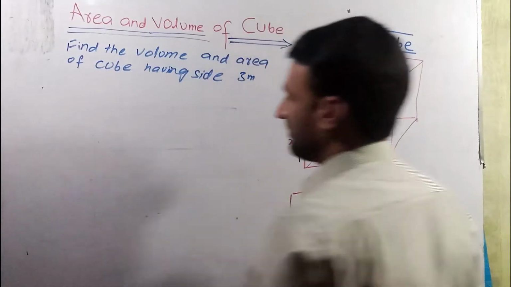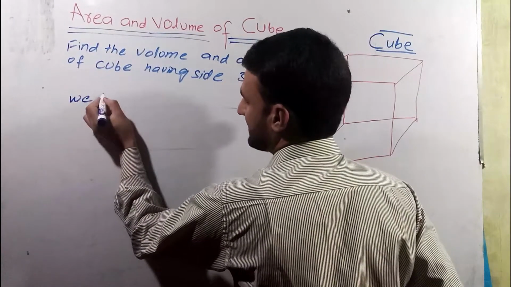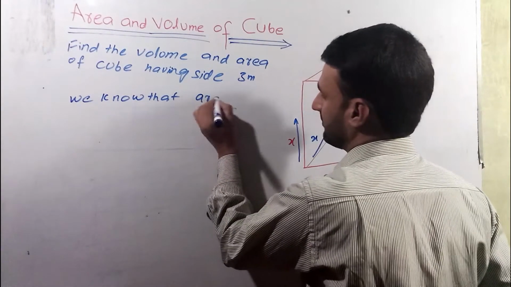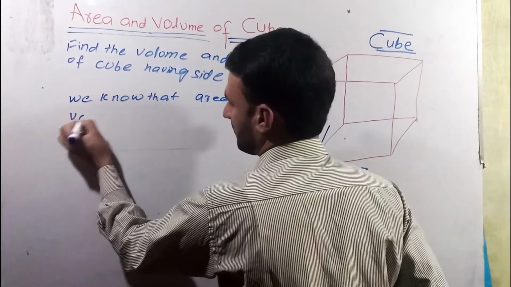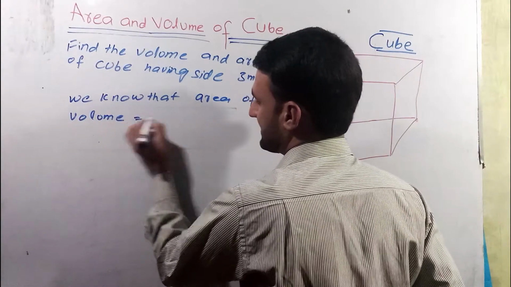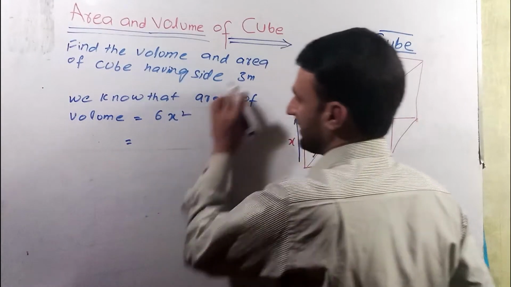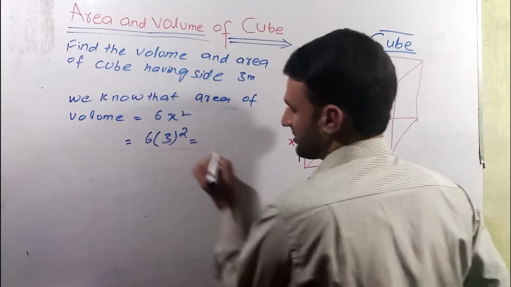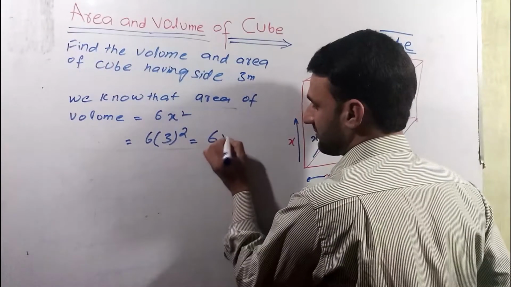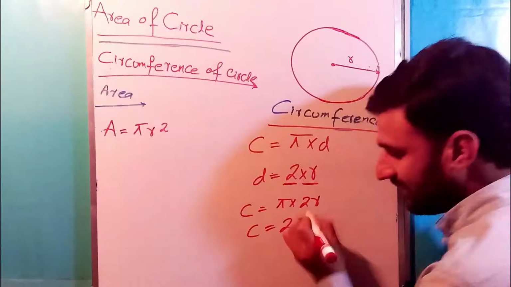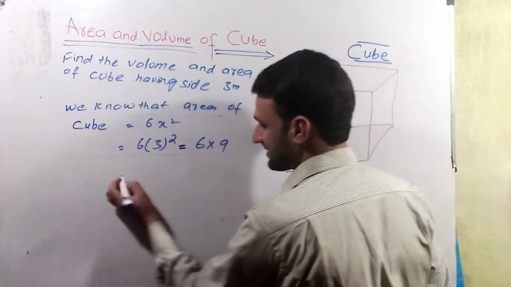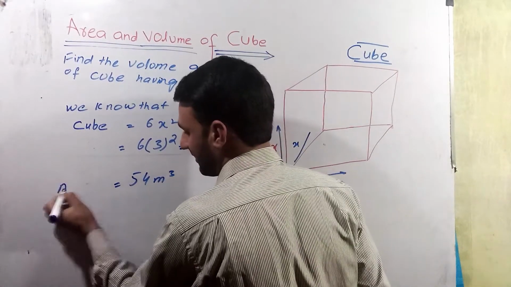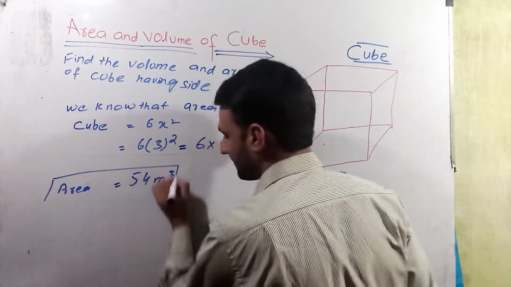Simply, we know that the area of the cube is 6x squared. So here is the value of x. So 6 into 3 squared. So 6 multiplied by 9. After multiplying by 6, we get 54 meter squared. So the area will become this.